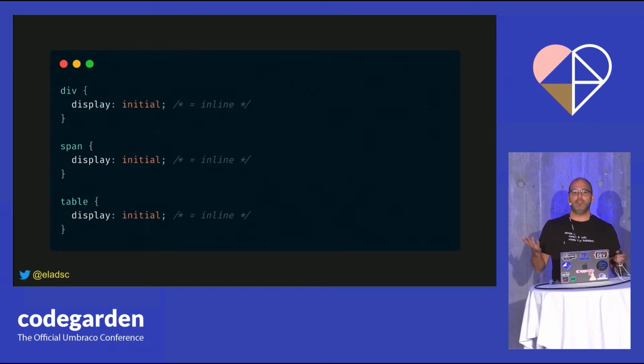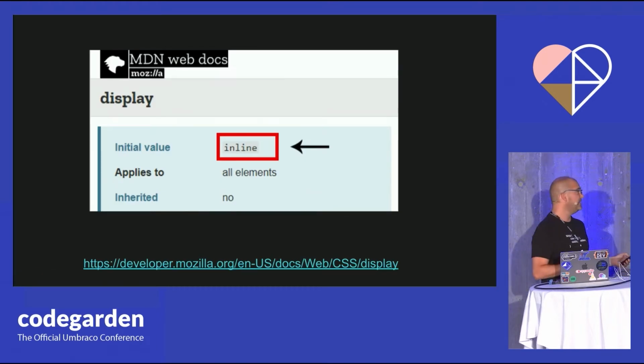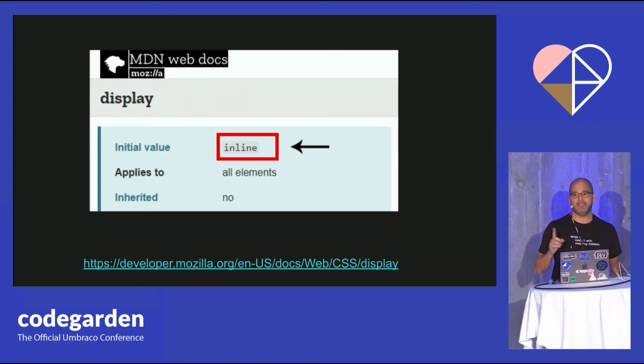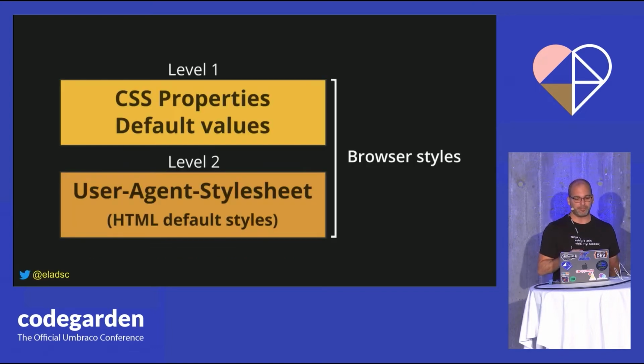And if you want to know the initial value of any property, the best way is, of course, to search for it on MDN. This is the example for the display property on MDN. And under the category of initial value, you can really see that the initial value for the display property is inline. Remember, every property in CSS has only one initial value.